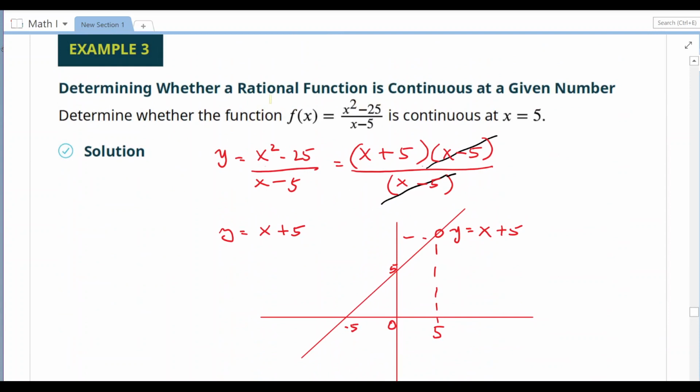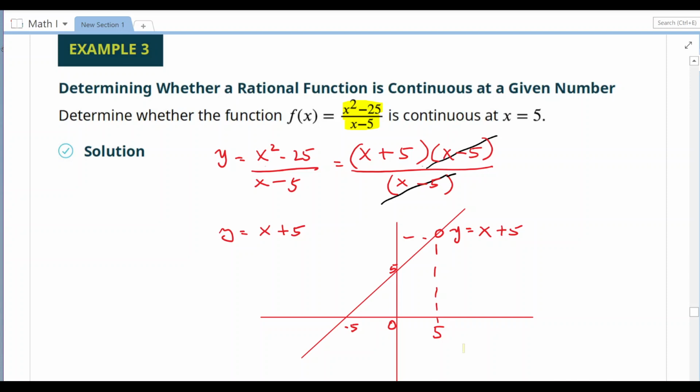Another one, determine whether the rational function is continuous at a given number. So this is the rational function, x squared minus 25 over x minus 5. By looking at this function, we can first of all do factorization, and x cannot be equal to 5 because something divided by 0. If x equals 5 then the denominator equals 0, and something divided by 0 is undefined.